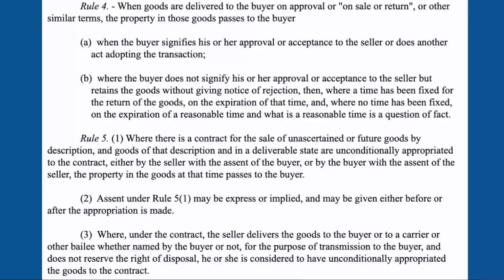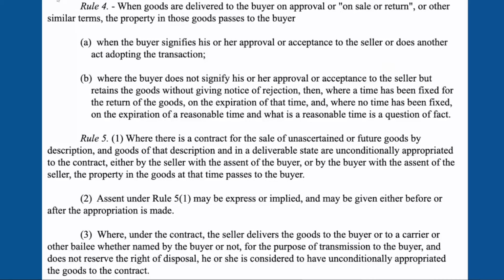The fourth rule is where the goods are delivered to the buyer on approval or on sale or return or other similar terms. The property in those goods passes to the buyer when the buyer signifies his approval or acceptance to the seller, or when the buyer does not specify anything when a reasonable time passes.